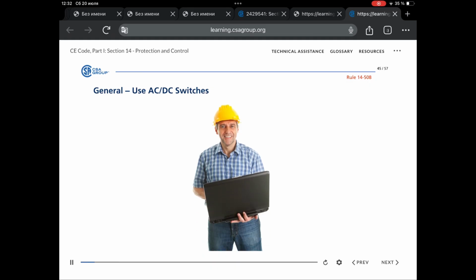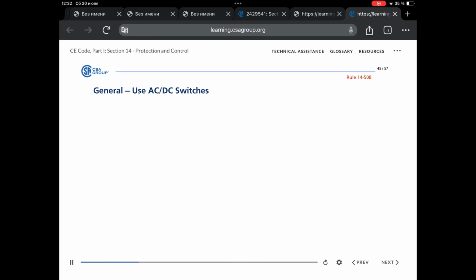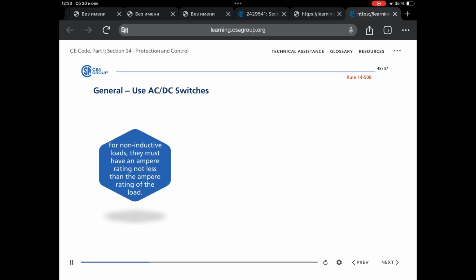AC-DC general use switches are designed to switch both alternating current and direct current loads. The ampere rating of the switch used is determined by the type of load being switched. For non-inductive loads, the ampere rating of the switch cannot be less than the rating of the load.